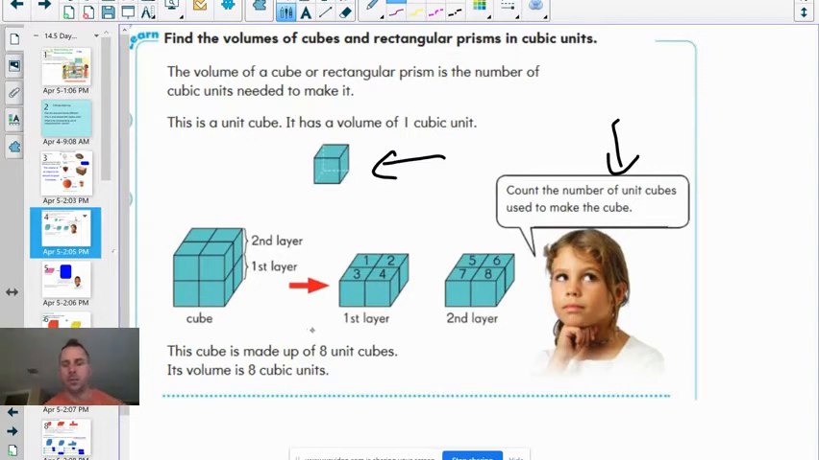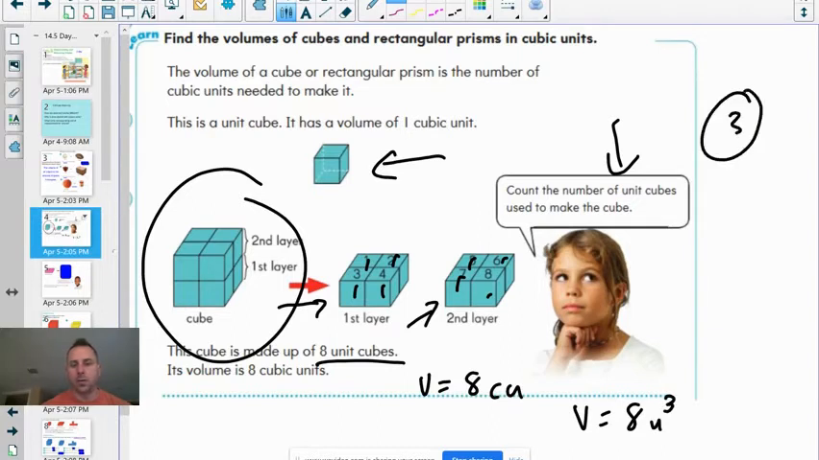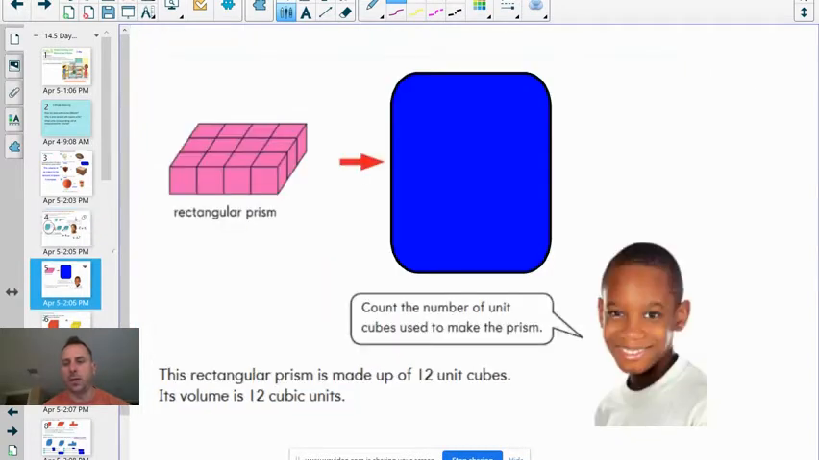Okay. This girl, her strategy is just to count the number of unit cubes used to make the cube. So she's breaking it into two layers. So her first layer and her second layer. And she's counting them 1, 2, 3, 4, 5, 6, 7, 8. Not necessarily in that order. But she's saying that this figure has 8 unit cubes in it. So the volume equals 8 cubic units. Or you could say volume equals 8 units cubed. You use that exponent 3 when you're doing volume because it's length, width, and height. You're talking about 3 dimensions.